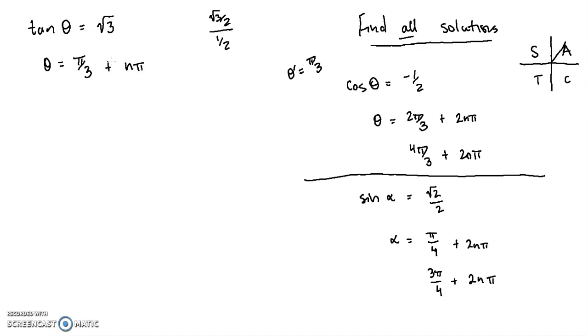So when we add n pi, that's going to give us pi over 3 plus pi, which gives us 4 pi over 3. So this is the better solution because it does it all in one. And that's what you're going to have to put in for MyMathLab, or it's not going to be right.